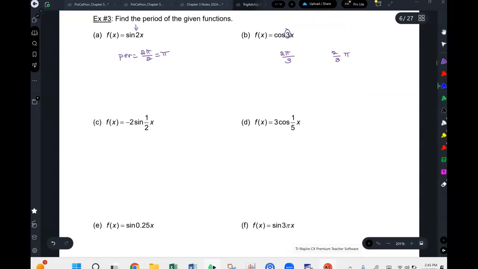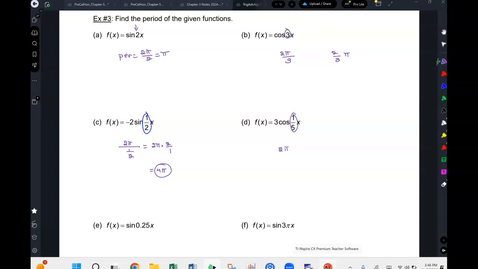Here we go. What's b in this case? 1/2, right? So the period is going to be 2 pi over 1/2. Some people can just do this in their head. Some of us need to write it down. 2 pi divided by 1/2 is times the reciprocal, 2 over 1. So that's just 4 pi. Right? So let's do another one of those. b is 1/5. So it's 2 pi divided by 1/5, which is 2 pi times 5 over 1, 10 pi.